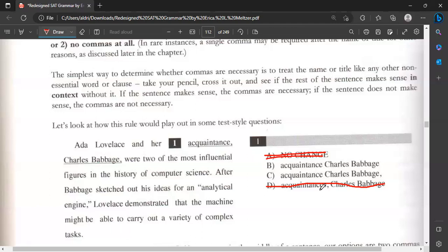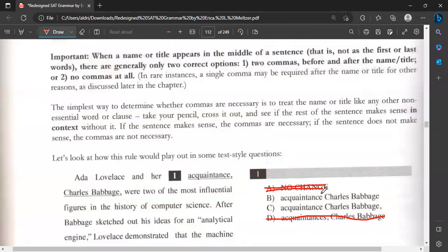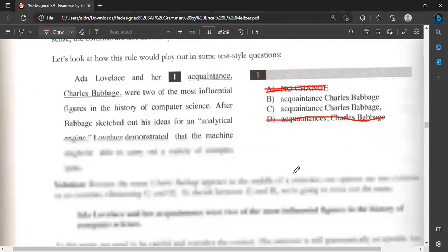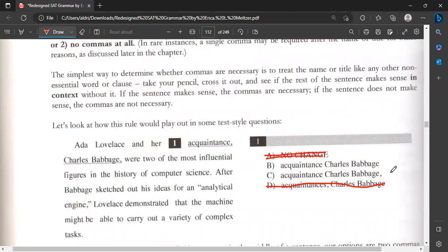All right. Let's look at the tricky one. So most people are saying C. A quick thing I'll tell you, first of all, let's start with what I said at the beginning. Remember this thing that was important here? Whenever you have a name, this is a quick shortcut. Whenever you have a name in the middle, so the name is not the first, it's not the last word, it's either two commas or no commas. So I already know that C is wrong because we only have one comma.